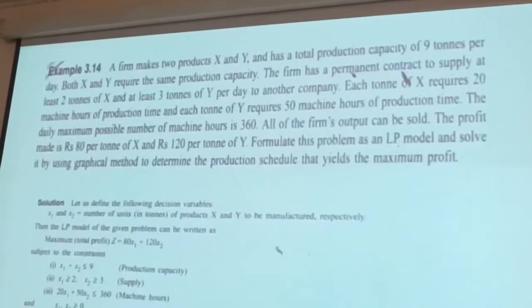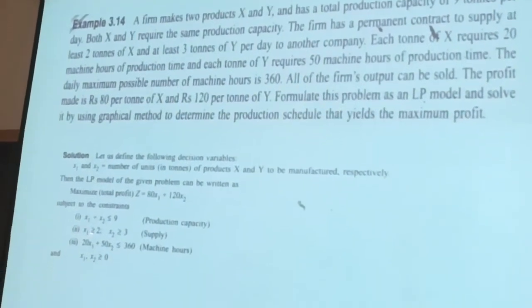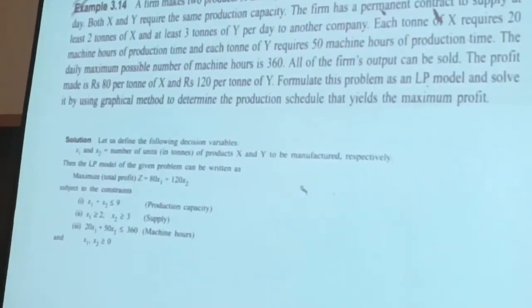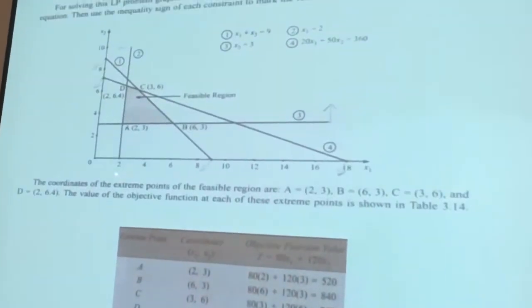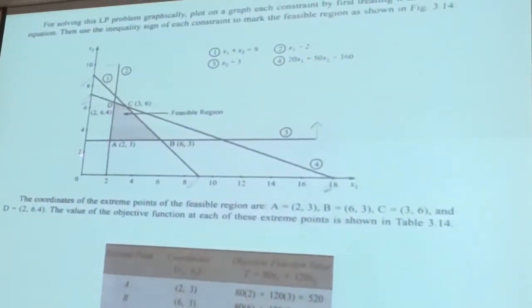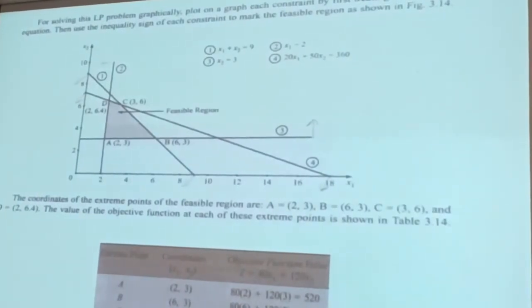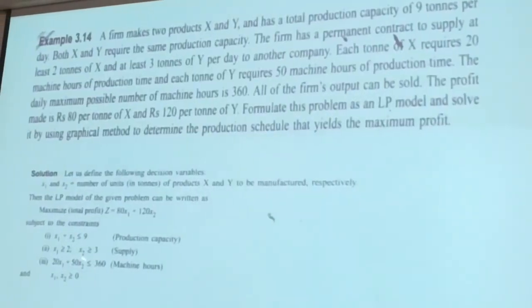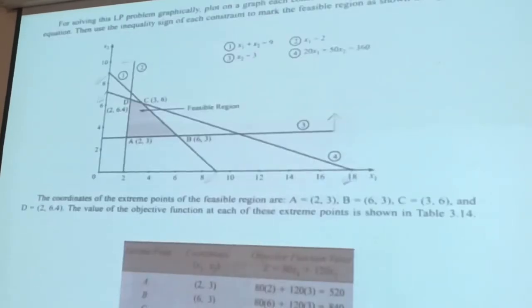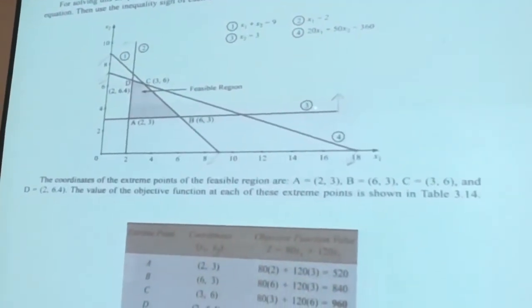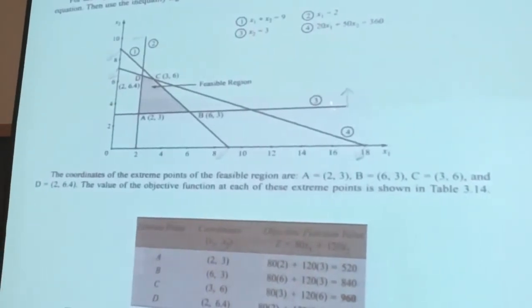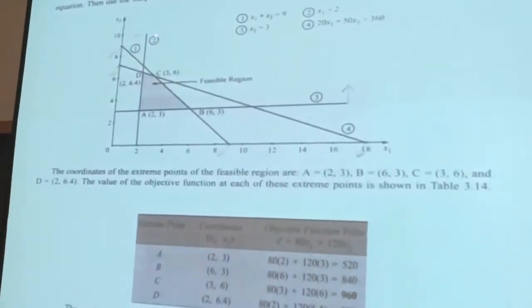Okay, let's look at the second line. x1 greater than 2. So what do we do? x1 equal to 2, we are plotting here x1 equal to 2. Okay, x1 equal to 2. Okay, we have x2 equal to 3. x2 equal to 3 is this. x2 is equal to 3. This is the third line. x2 is equal to 3. x1 equal to 2 is this line.